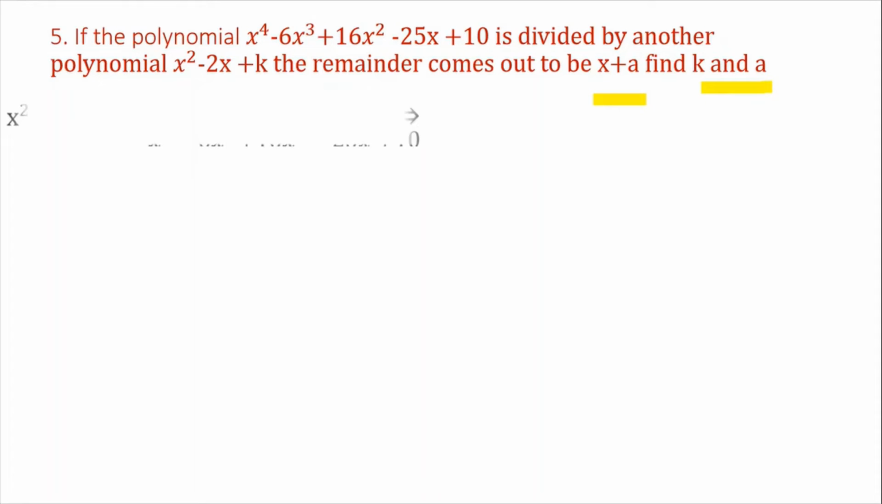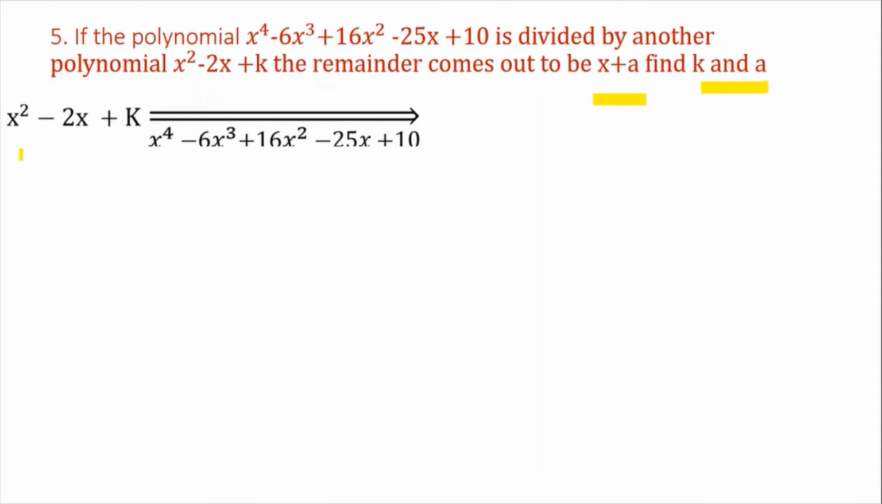In the division process, we always take the divisor at the left hand side and the dividend in the middle, and we have to write the coefficient at the right side. Let us start the division process.